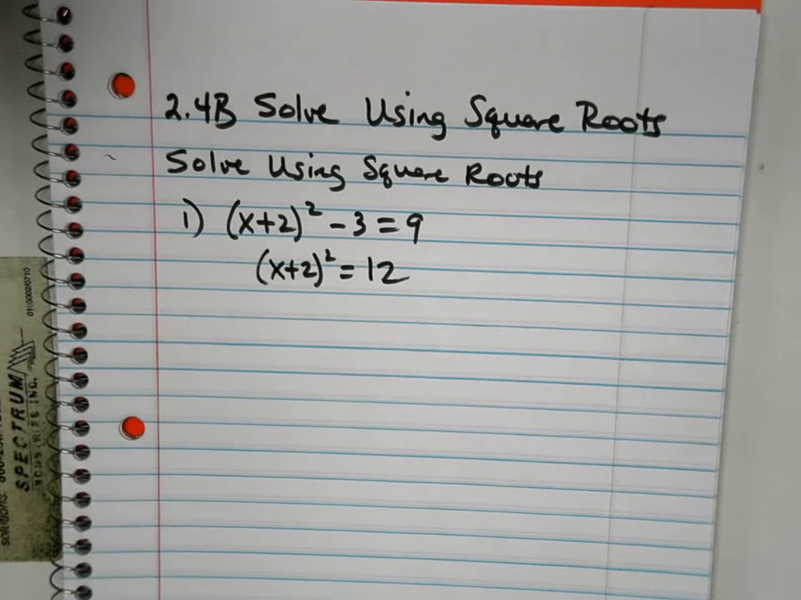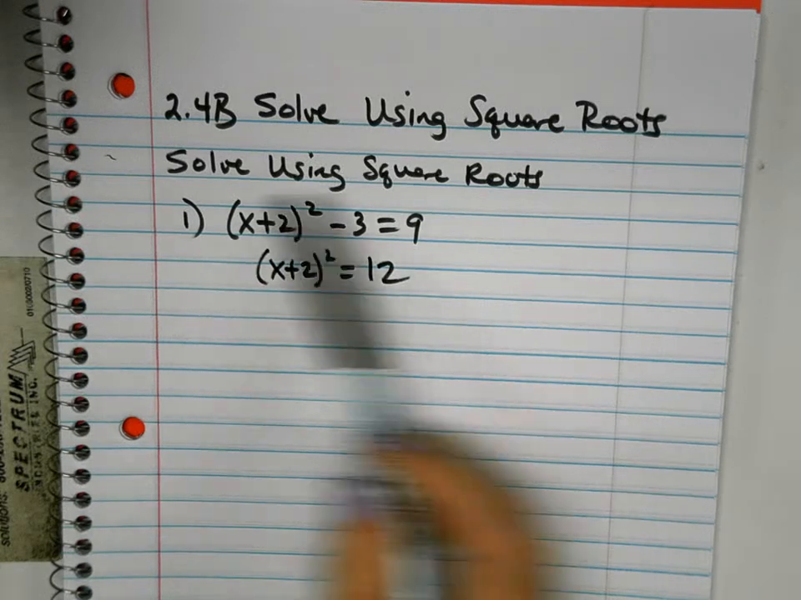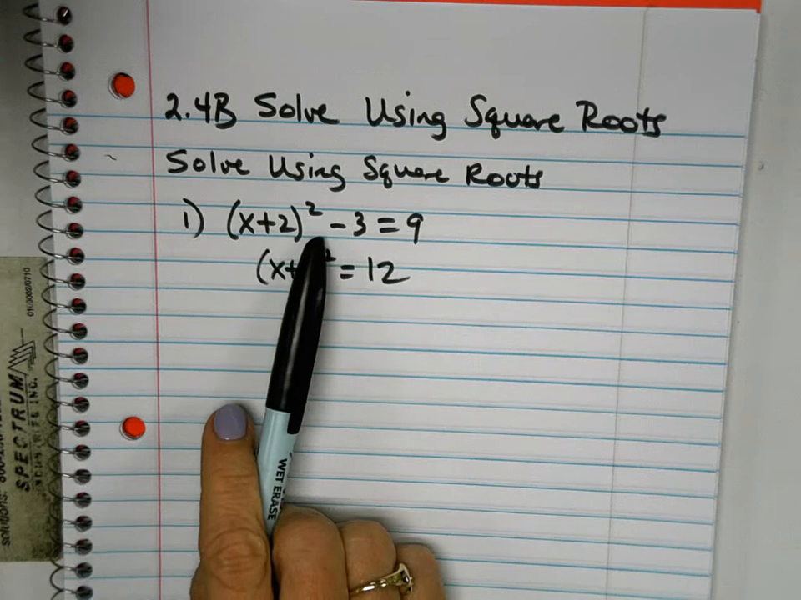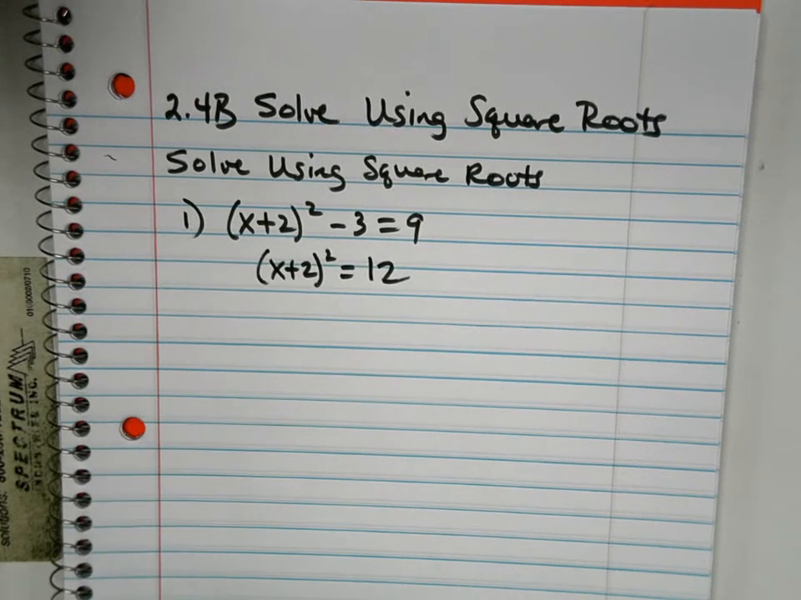So this is 2.4b, solve using square roots today. So we're going to solve a different way. Rather than solving by factoring, we're going to solve using this technique called using square roots. Okay? So the problem's going to look like this. You're going to have a quantity squared within the problem, whereas all the ones that we did last night didn't have that quantity squared, right?